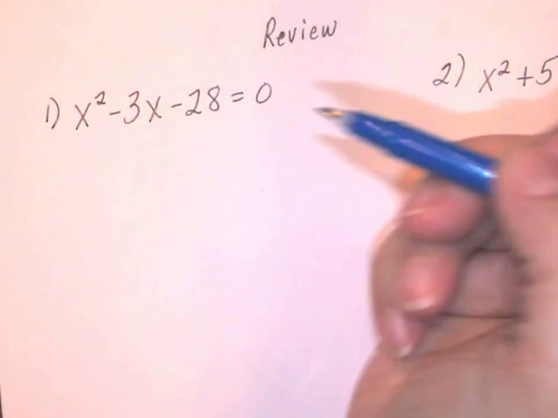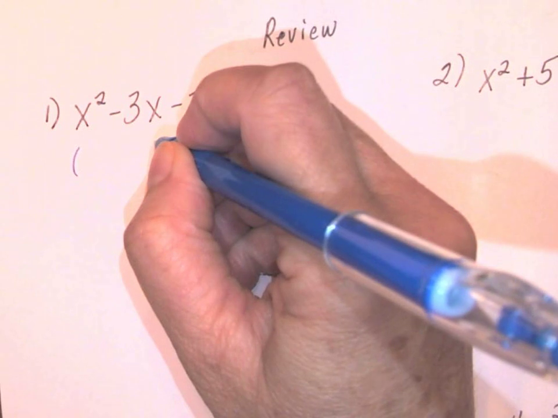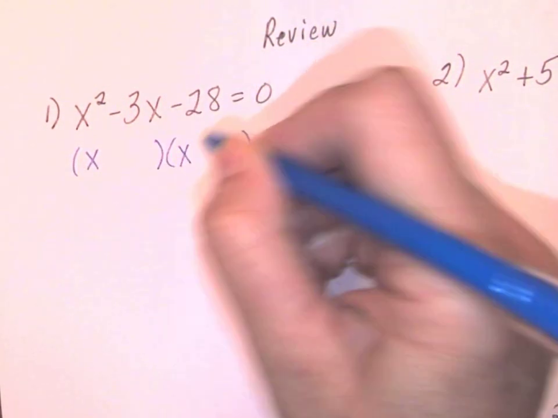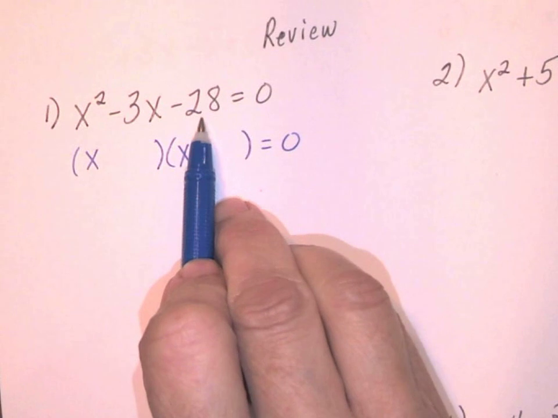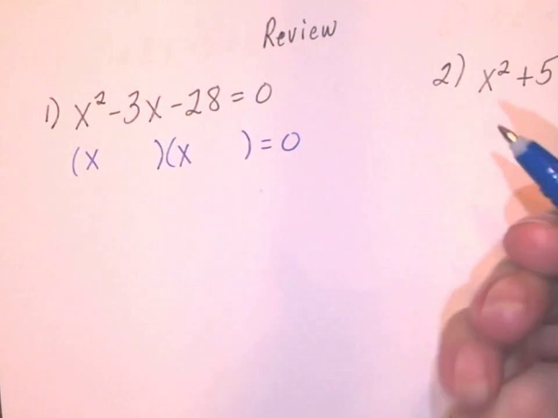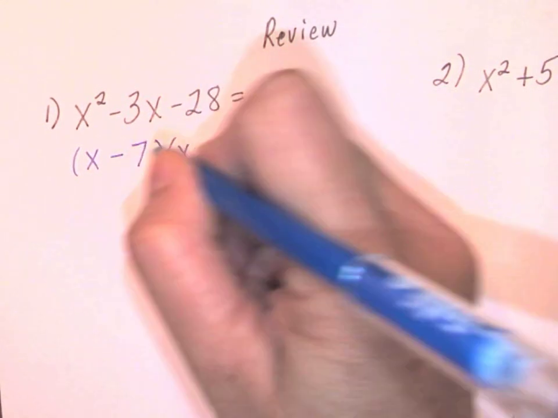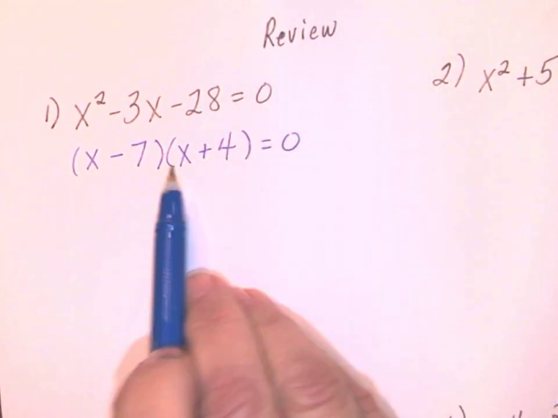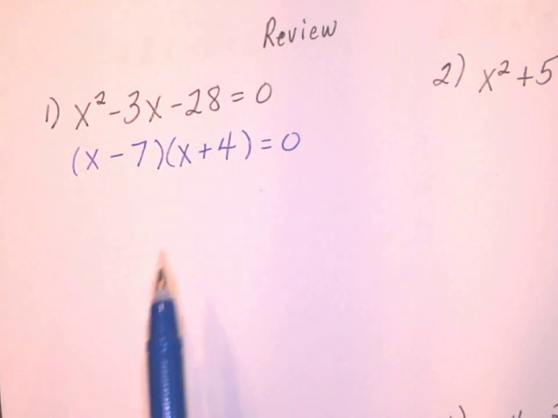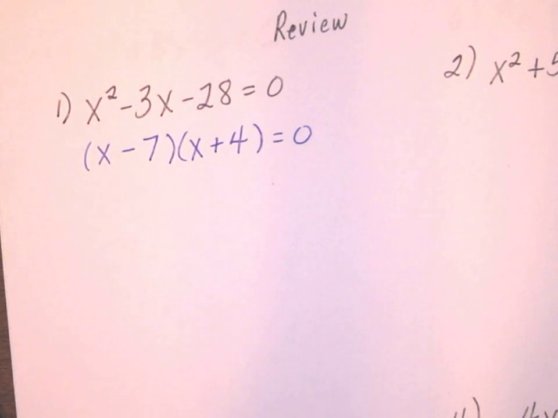This one to me looks like it would be quick and easy to factor, because I know that x times x is x squared. I can see that two factors that multiply to negative 28 but add to negative 3 are going to be 7 and 4. So let's do minus 7 plus 4, because negative 7 times 4 is negative 28, and negative 7x plus 4x is negative 3. So since I can quickly and easily factor it, we'll use the factoring method.